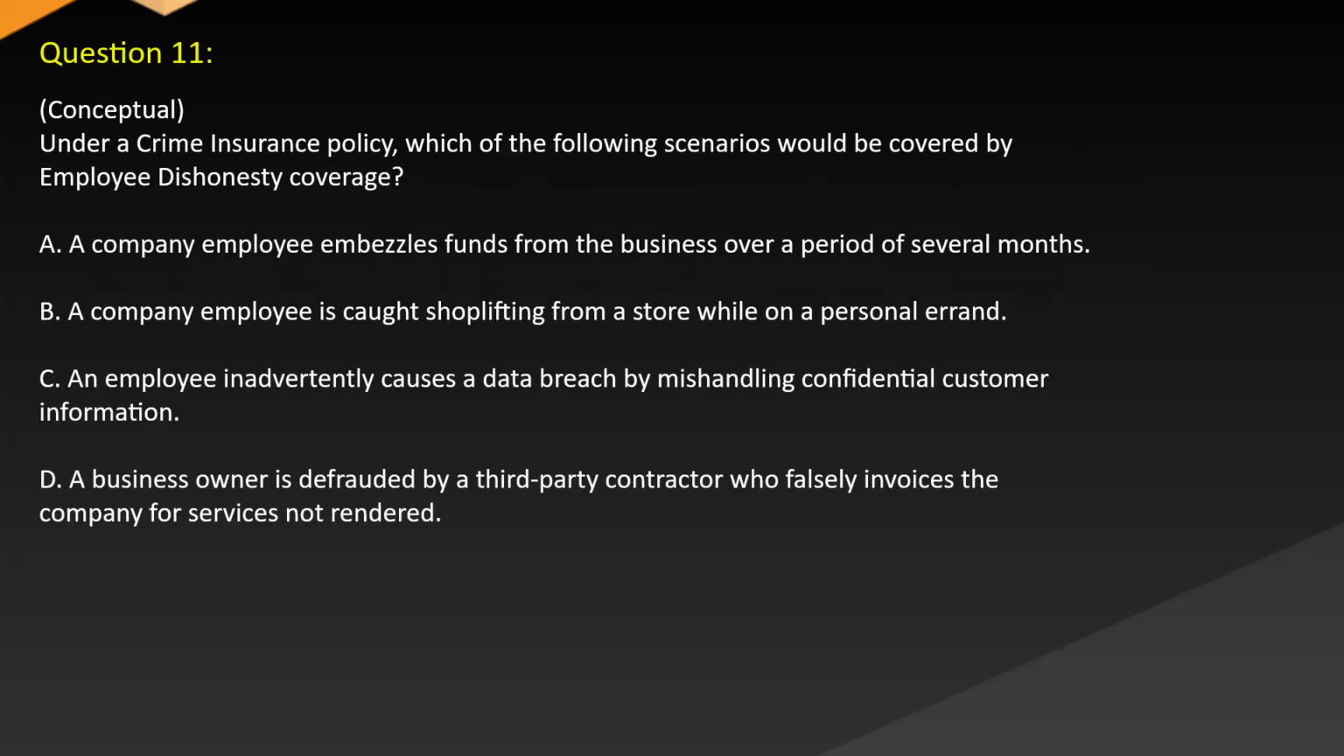Question 11. Conceptual. Under a crime insurance policy, which of the following scenarios would be covered by employee dishonesty coverage? A. A company employee embezzles funds from the business over a period of several months. B. A company employee is caught shoplifting from a store while on a personal errand. C. An employee inadvertently causes a data breach by mishandling confidential customer information. D. A business owner is defrauded by a third-party contractor who falsely invoices the company for services not rendered.